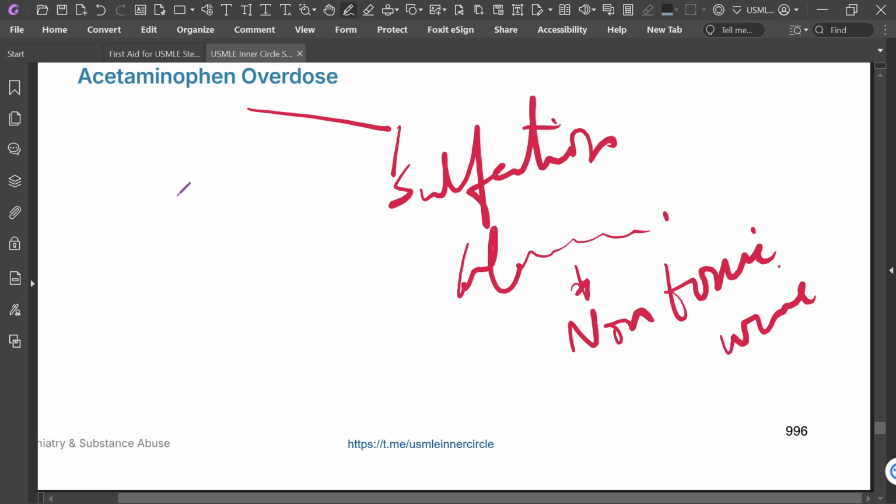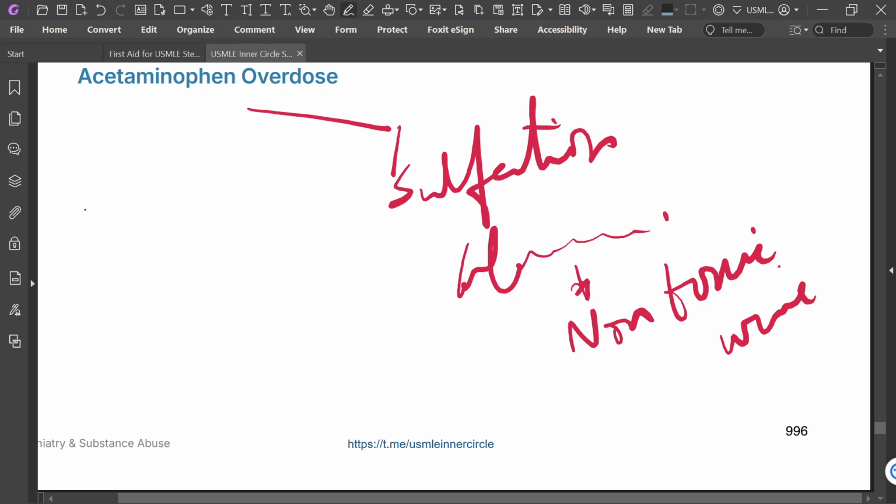The pathophysiology is depletion of intrahepatic glutathione, which conjugates the NAPQ1. With depletion of intrahepatic glutathione, there is accumulation of NAPQ1, the toxic metabolite of acetaminophen, and thus hepatotoxicity.